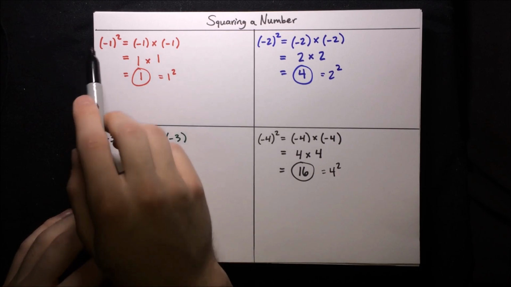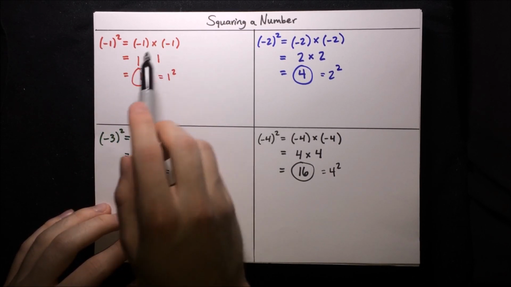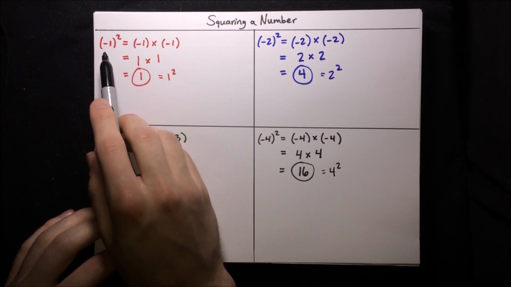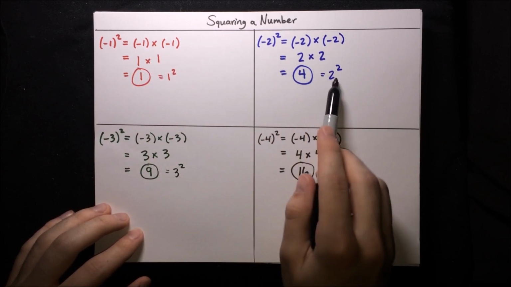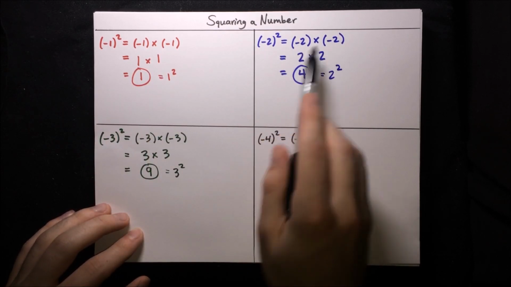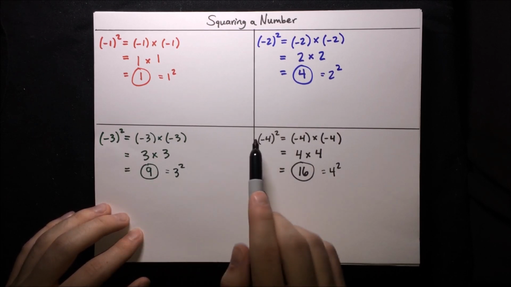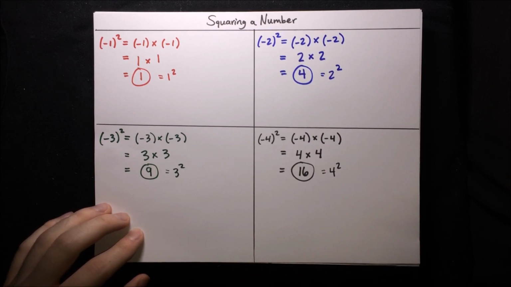And that happens because when we square a negative number, the negative signs cancel out, and we're just left with the positive number times itself. So it's no surprise that negative 1 squared is the same as 1 squared because the negative signs cancel out. Negative 2 squared is the same as 2 squared because the negative signs cancel out. Same idea for negative 3 squared, that's also equal to just positive 3 squared, and negative 4 squared is just equal to positive 4 squared. In general, the square of a negative number is always equal to the square of the corresponding positive number.